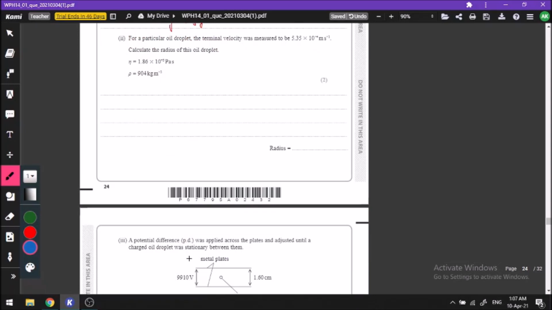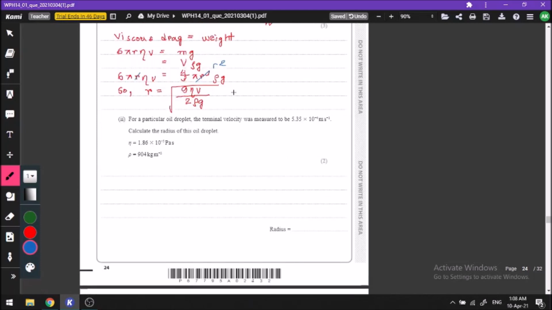Right. For this question, this is actually very easy. They have given us everything. They have given us all the information. Well, the goal is to calculate the radius of this oil droplet. Okay, so let's see if we know all the information. So we need to calculate the radius.